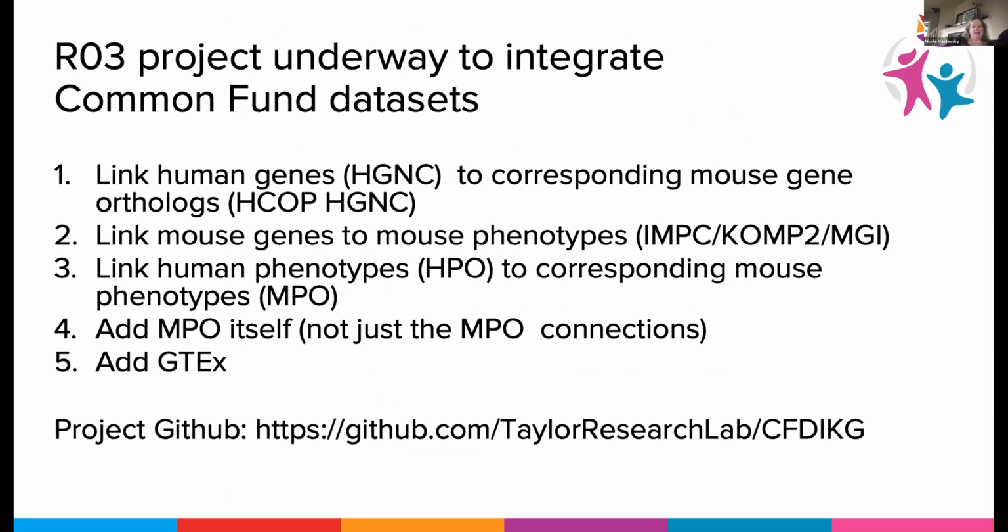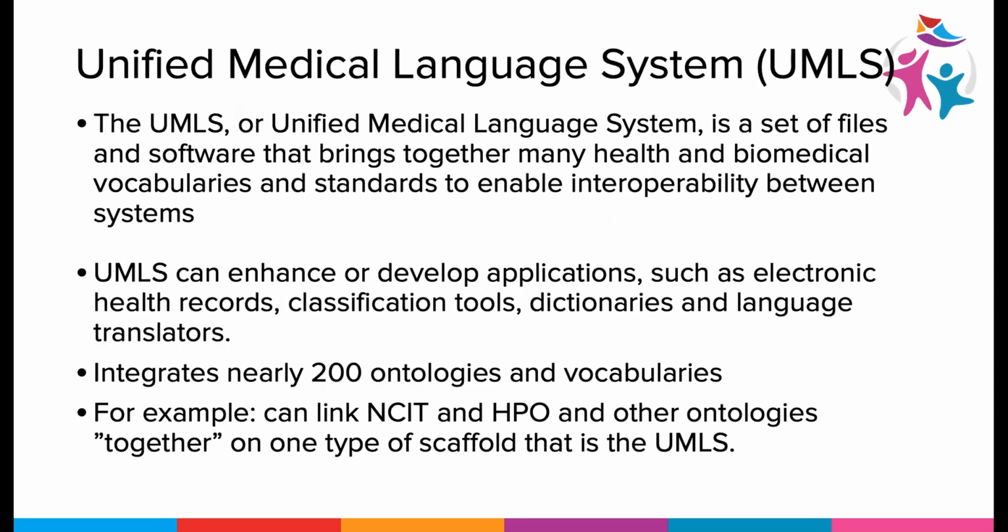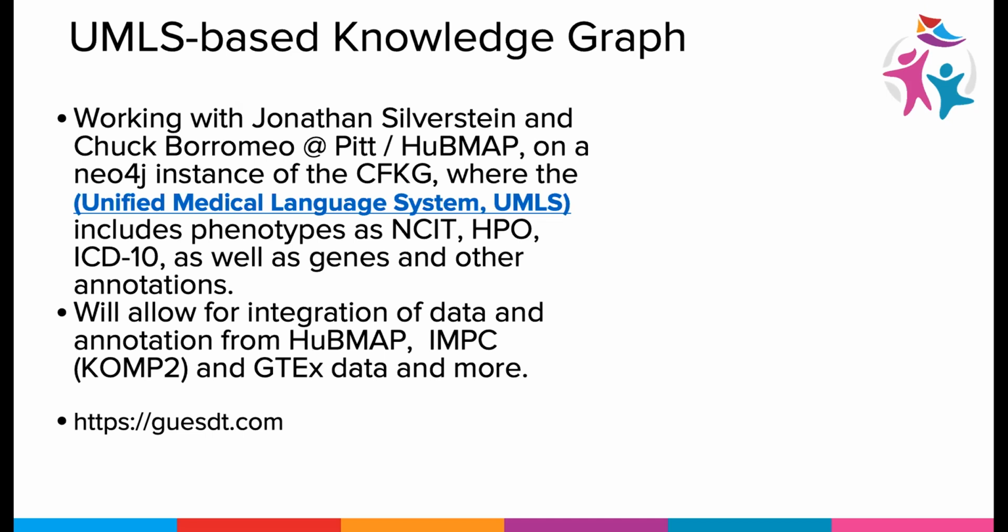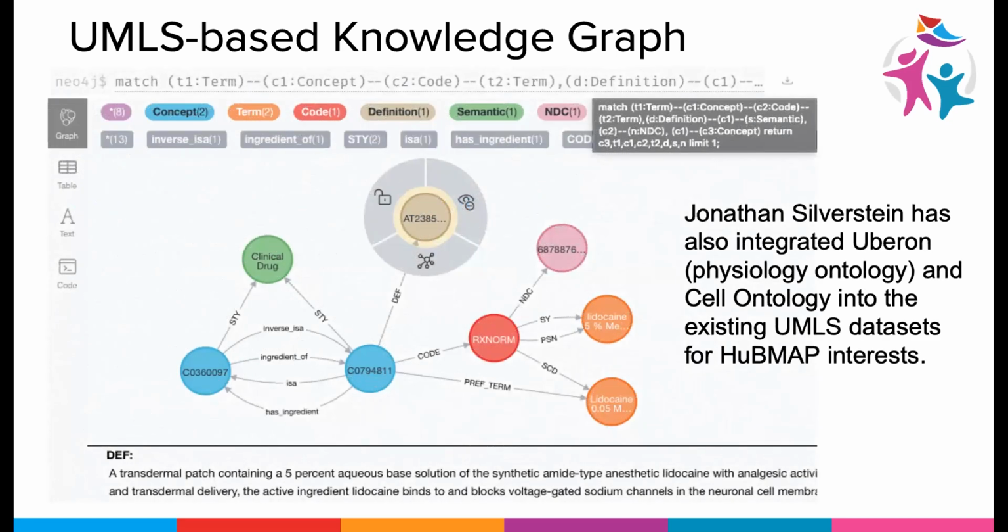Okay, so essentially, we were using the UMLS, Unified Medical Language System, which integrates a lot of different ontologies and vocabularies. It has its problems as an ontology, but it also is a unified system that we could get to really quickly. We only have a year on this R03. We're working with Jonathan Silverstein and Chuck Borromeo at Pitt and HuBMAP, and they had already come up with a knowledge graph on the Unified Medical Language System from NIH, which includes phenotypes and a lot of different annotations. And we're starting to integrate data already onto the existing UMLS graph that Jonathan's created. He's also using it for HuBMAP.